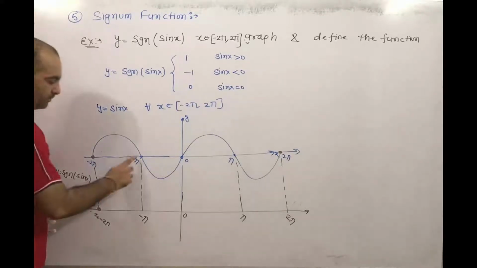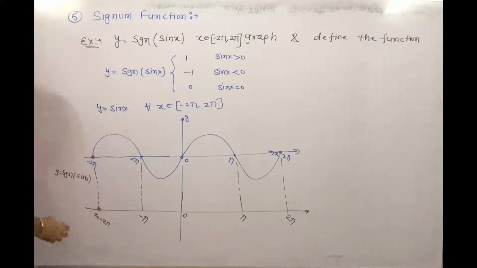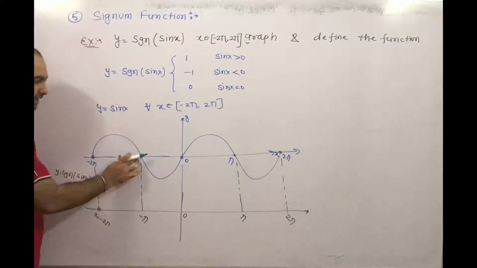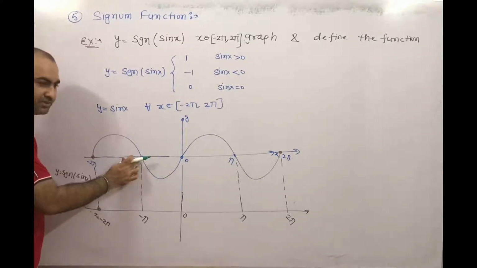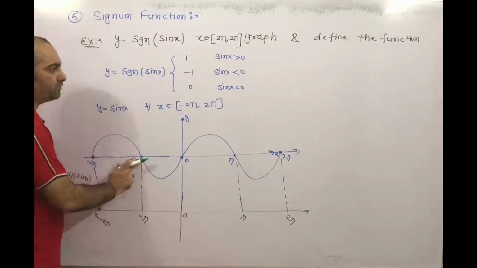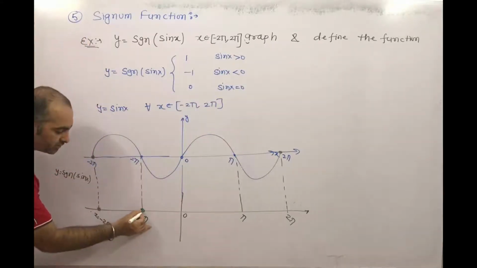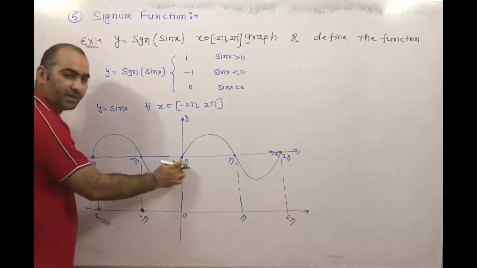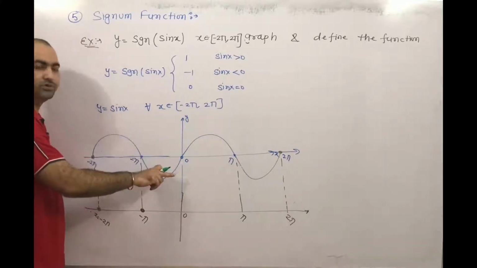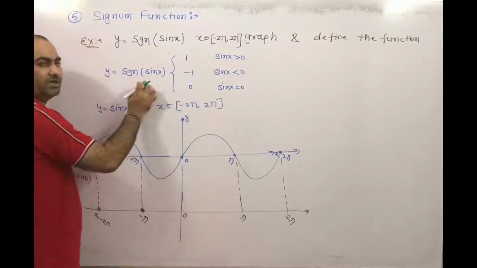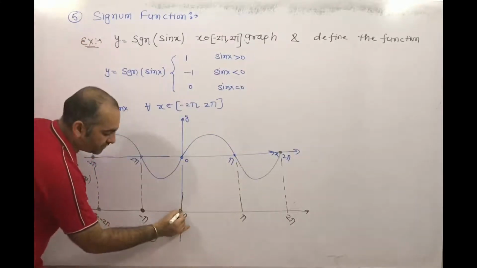Next is minus pi we are taking. So at minus pi also, y equal to sin x is 0. So sin x is 0, then signum is 0. So at this point also we'll get 0 only. Now at 0 also sin x is 0. So when sin x is 0, then signum of sin x is 0 only. So at this point also we'll get 0 only.